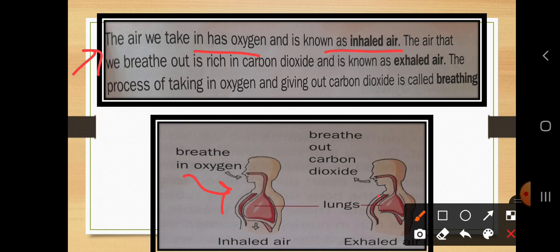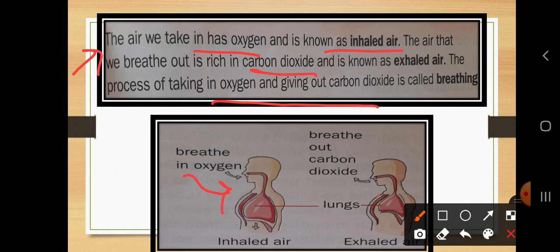So in this way we take a breath in and breathe out. What we are taking is oxygen, and the air we exhale is nothing but carbon dioxide. So the process of taking in oxygen and giving out carbon dioxide is called breathing. This process is nothing but breathing.